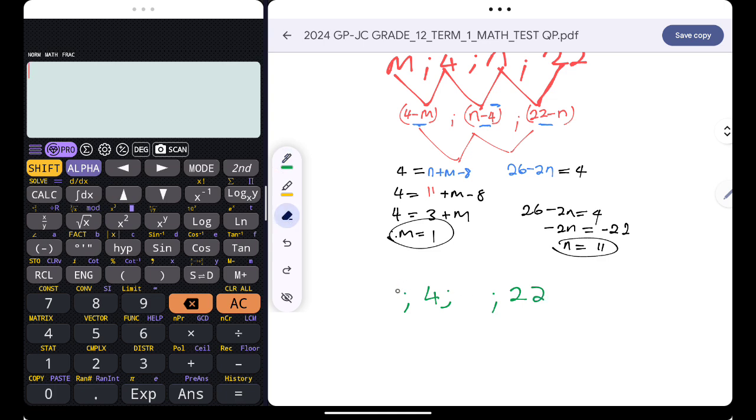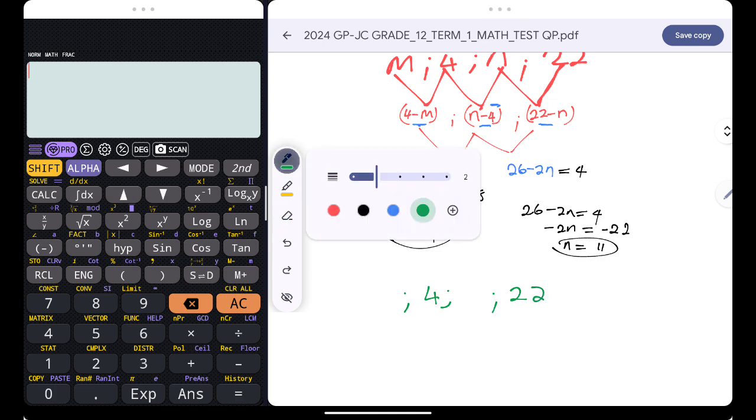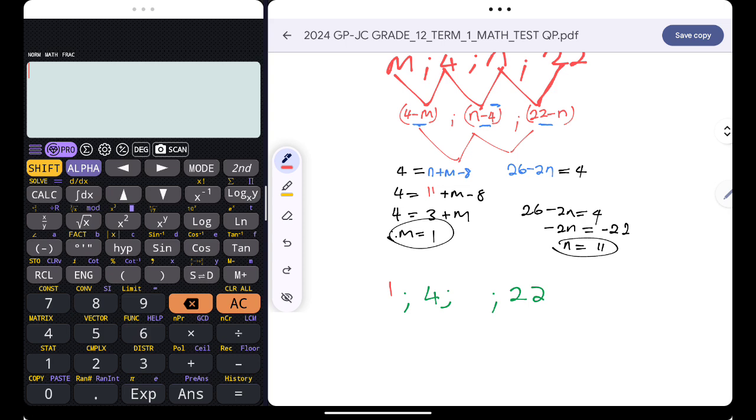Let me write these in a different color just to show that I found them myself. I'm bragging. Kidding, guys.